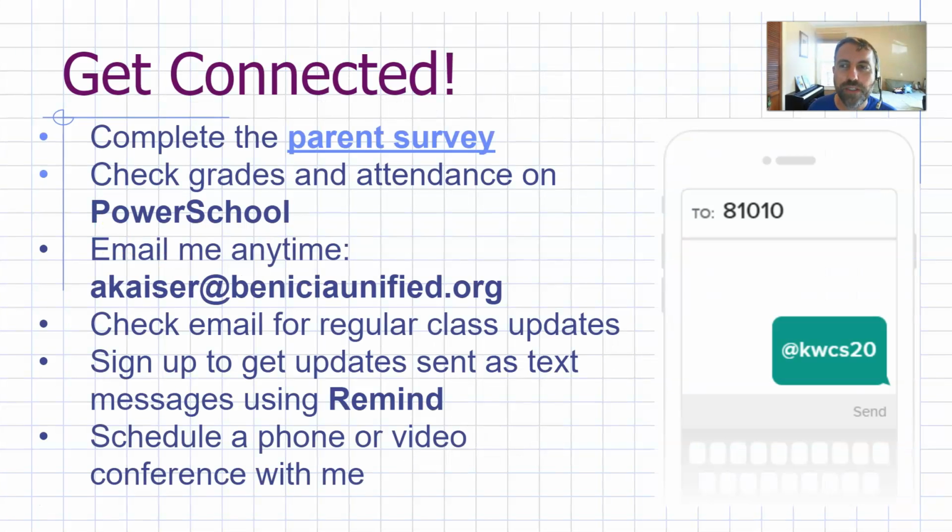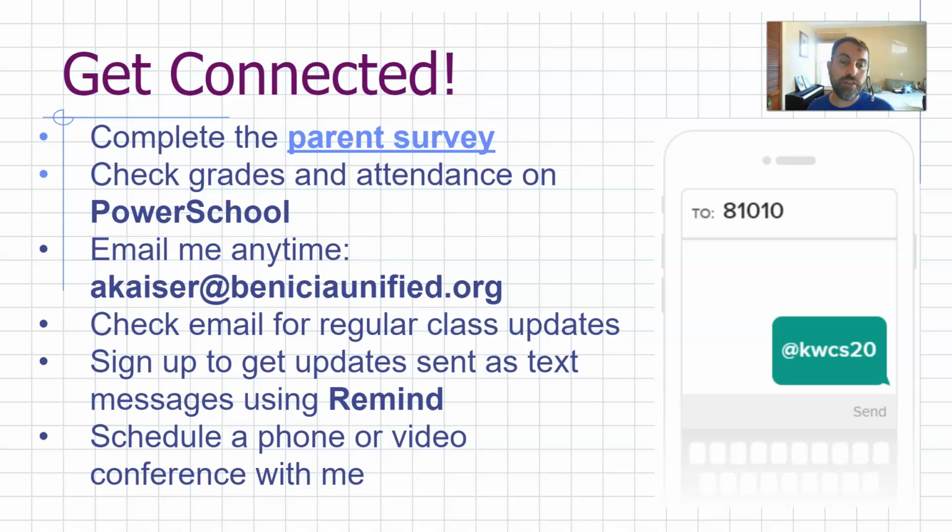One of the great ways you can get connected is by first completing the parent survey that I emailed. You can also check grades and attendance on PowerSchool every day to make sure those are up to date. Let me know if there are any mistakes I can fix or any questions you have by emailing me at kaiser@beniciaunified.org. You can also check your email for regular class updates.